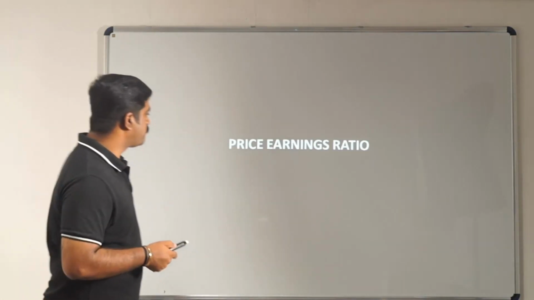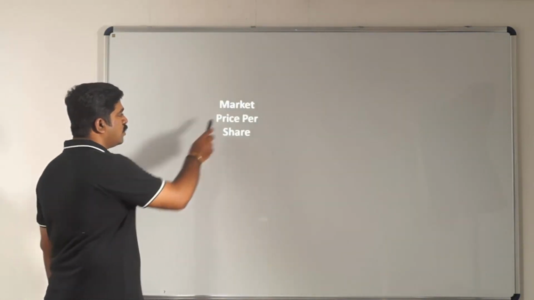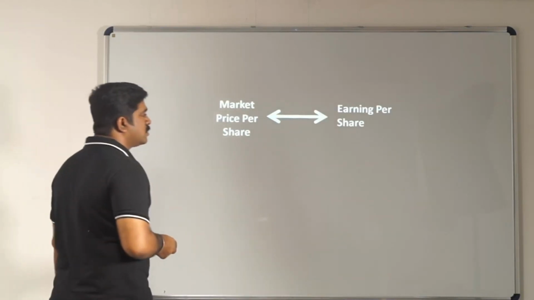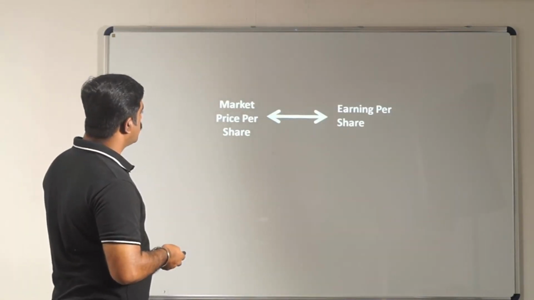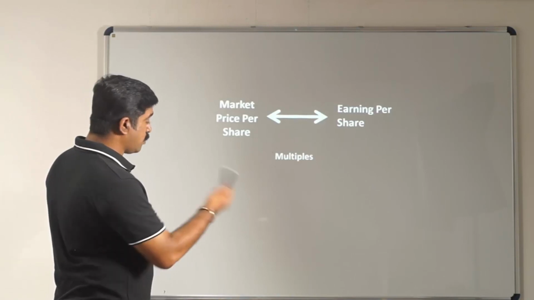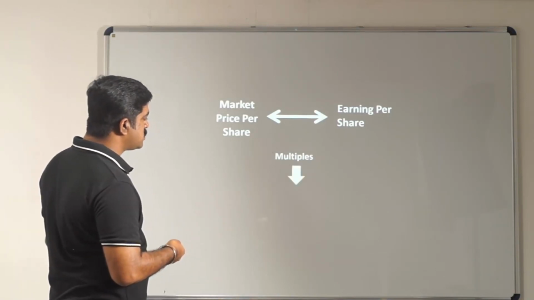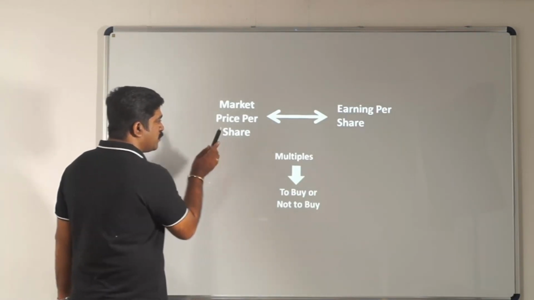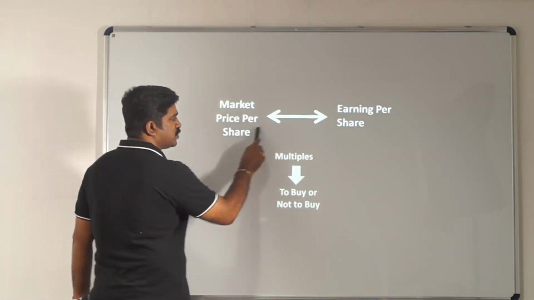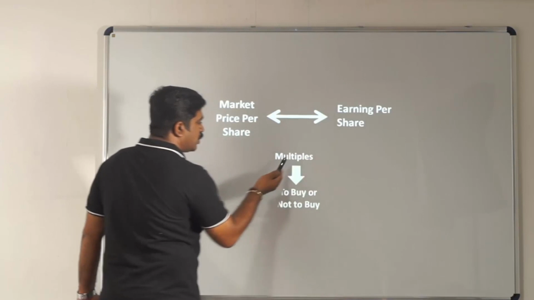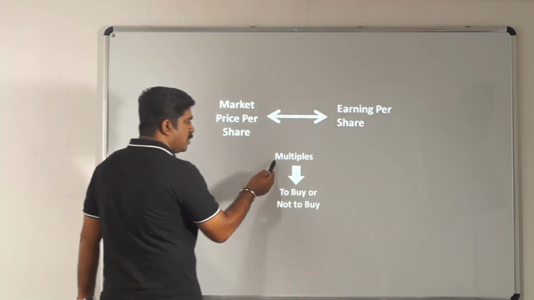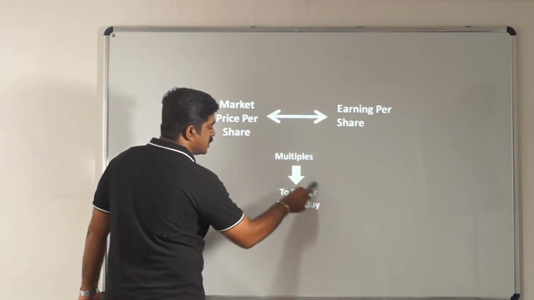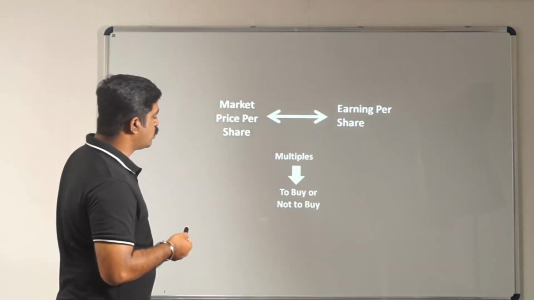In price earnings ratio, we take market price per share and compare it with earnings per share. What it basically conveys is multiples. One critical point is that when you compare market price per share with earnings per share, what you get is a number which is the times or multiples, and that will give us a hint whether to buy or not to buy the share.